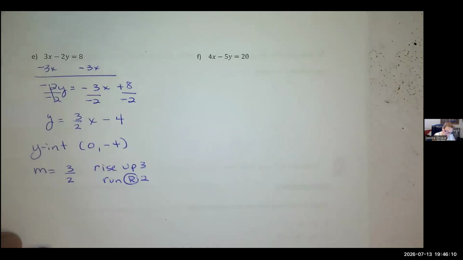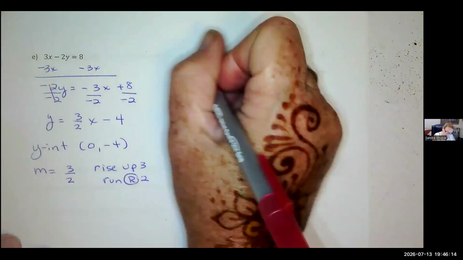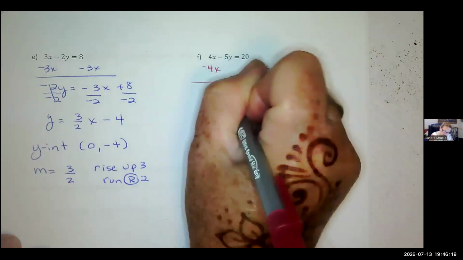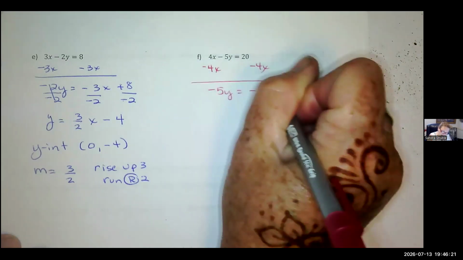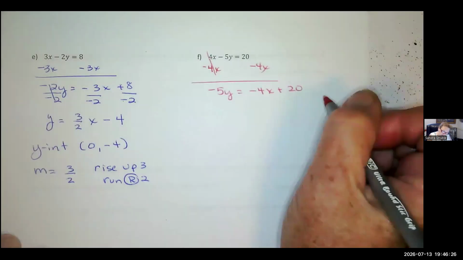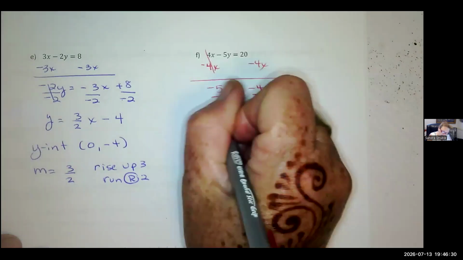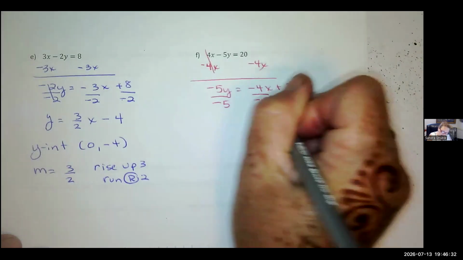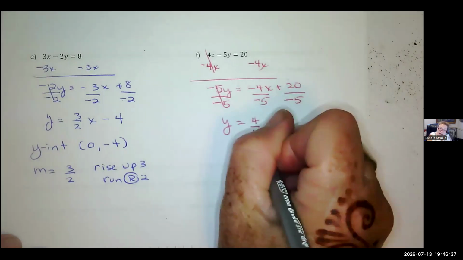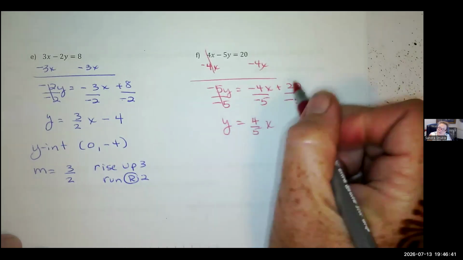Okay, solving for y. I'm going to subtract 4x from both sides of the equal sign. So these are gone. You've got -5y is equal to -4x plus 20. And then we're going to divide every single term by -5. So we've got y equals positive 4/5. Negative divided by a negative is a positive. 4/5 x. Positive divided by a negative is a negative. 20 divided by 5 is 4.